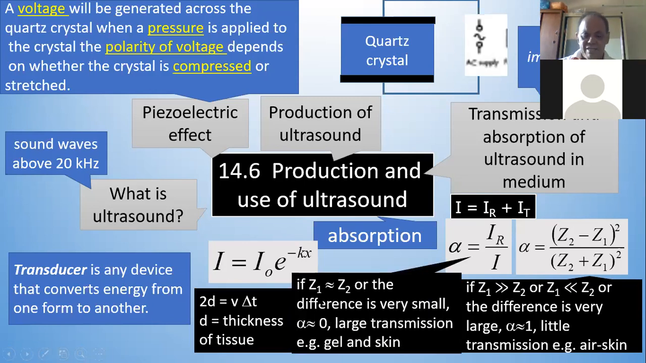Okay, that's why we say if Z1 is approximately equal to Z2, then this will be 0. 0 means large transmission, it just passes through, with very little reflection. That's between the gel and the skin. That's what we want. That's why we put a gel between the skin and the transducer.